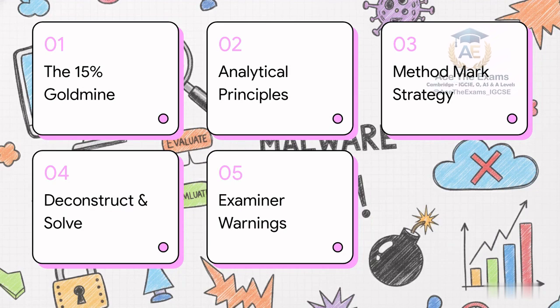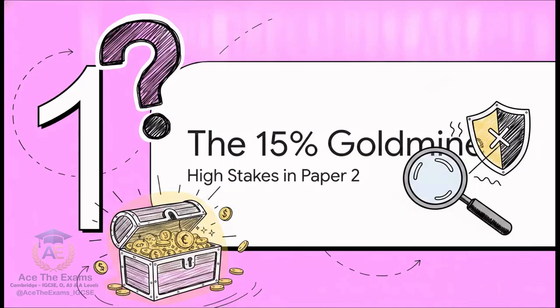Okay, let's quickly check out our roadmap for today. We'll be moving through 5 critical stages. 1. The 15% goldmine. 2. Core analytical principles. 3. The method mark strategy. 4. Deconstruct, solve, evaluate. And finally, 5. Examiner warnings. We are moving progressively from the core theory straight into the exact methods and pitfalls you need to conquer this exam topic.